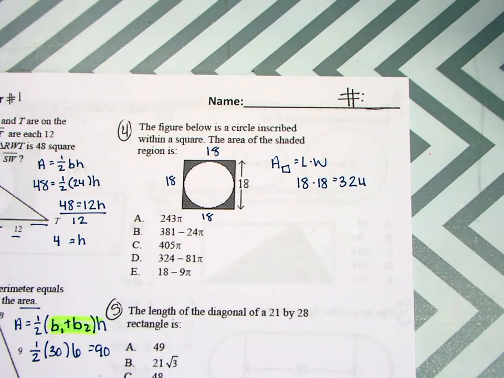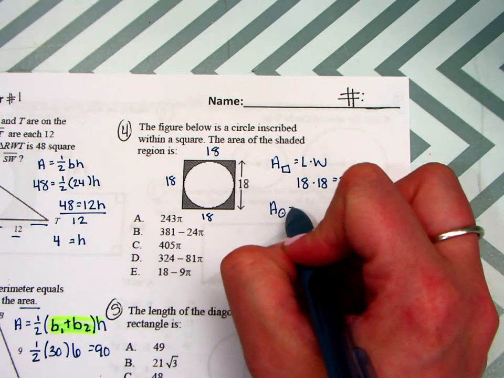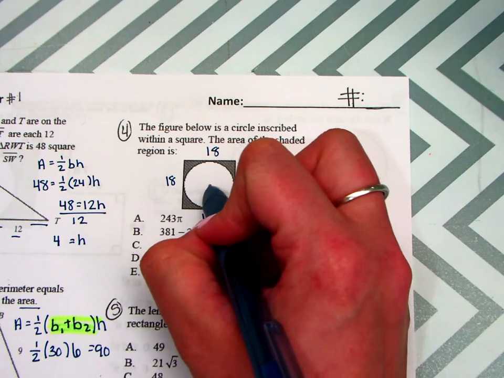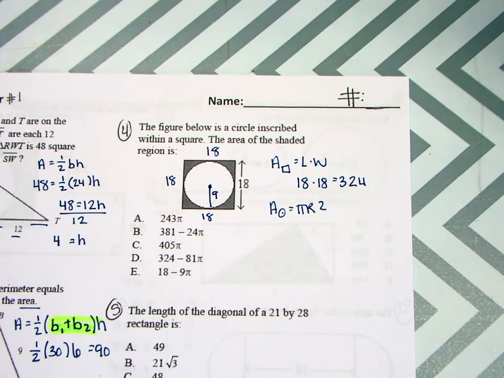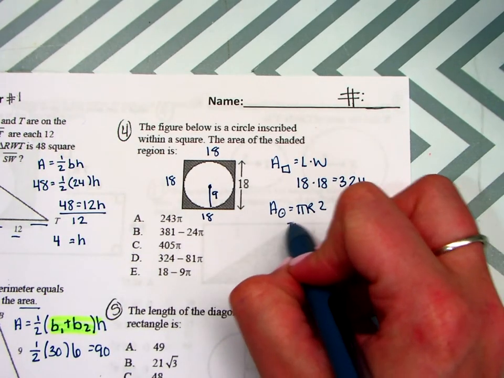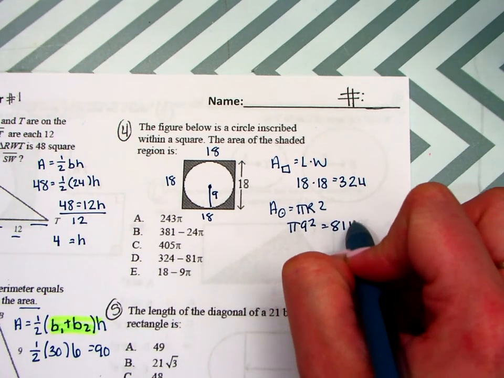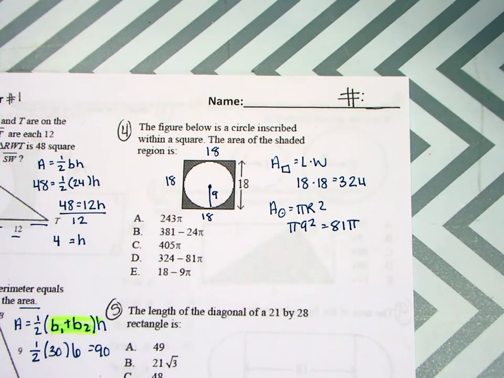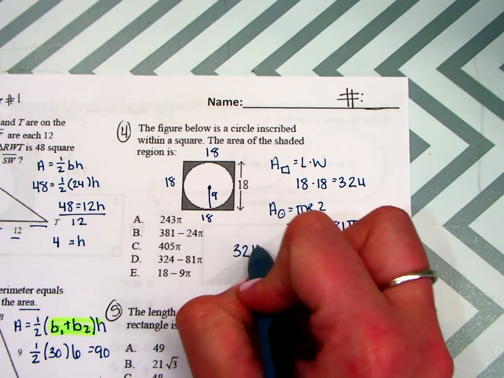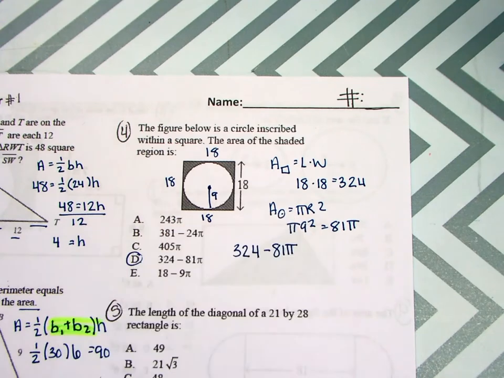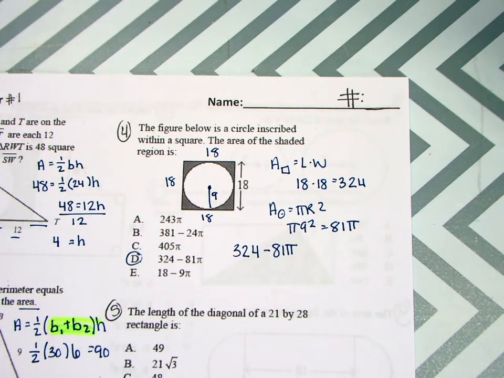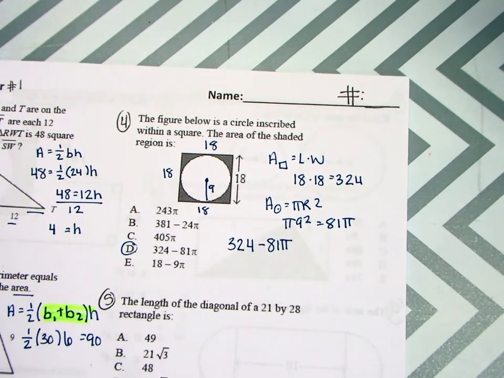The area formula for circle is pi r squared. So we need to know the radius measurement. The radius is actually half of the 18, which is 9. So pi times 9 squared is 81 pi. We are subtracting the areas because we are removing the circle. So I have to start with 324, and I'm subtracting my circle area, which is 81 pi. We can't combine those together because they're not like terms, so our answer is D.